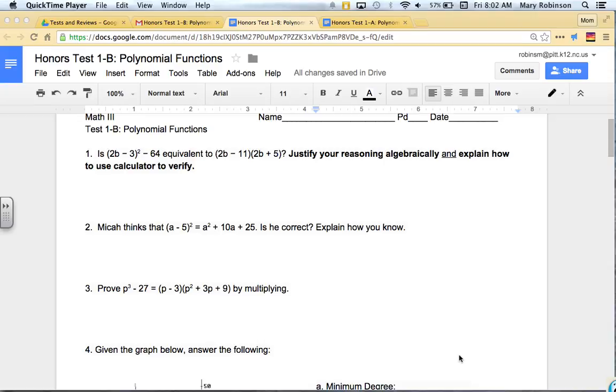Number three. Prove p cubed minus 27 equals the quantity p minus 3 times the quantity p squared plus 3p plus 9 by multiplying.